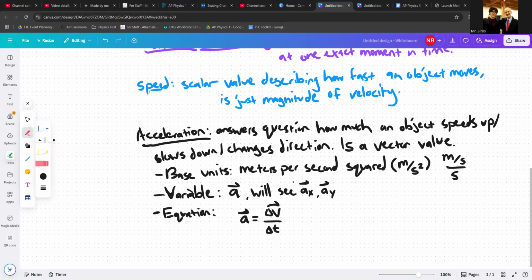And really keep those separate from velocity, right? They are different units. We don't want to say that acceleration is meters per second. We don't want to say that velocity is meters per second squared. Got to keep them separate.